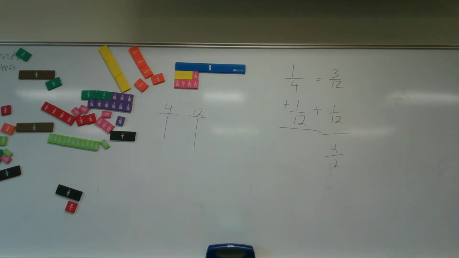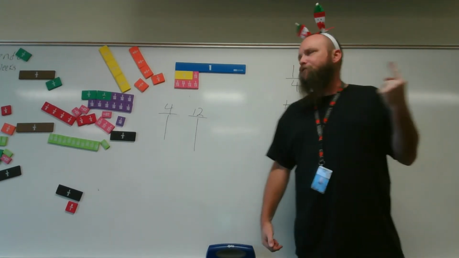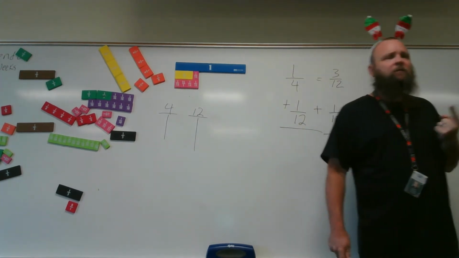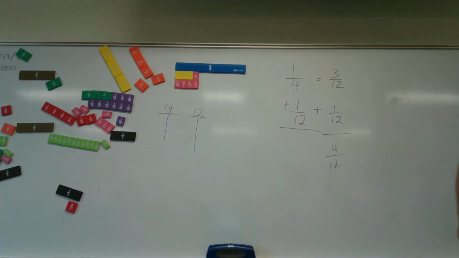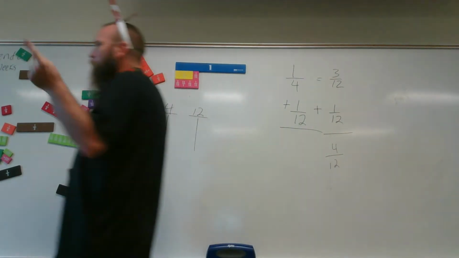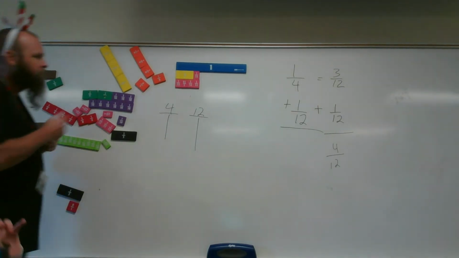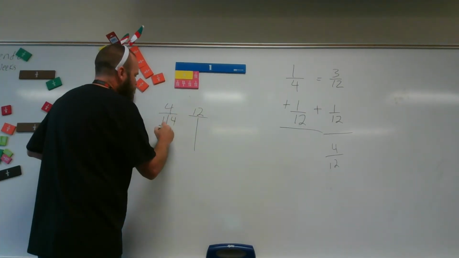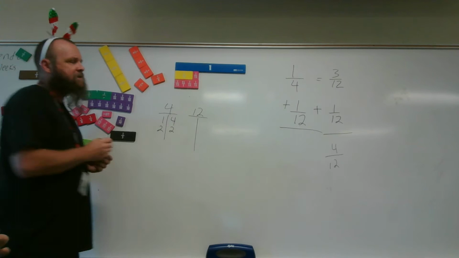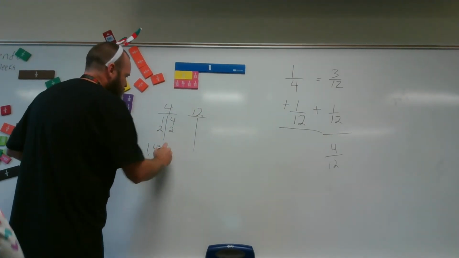Tucker, is 4 a prime number? No, because the only even prime number is going to be 2. So 4 is not a prime number. So Tucker, tell me the factors of 4. 1, 4, and 2. Good. 1, 4, and 2 times 2. We really don't need that second 2. So my factors are 1, 4, and 2.